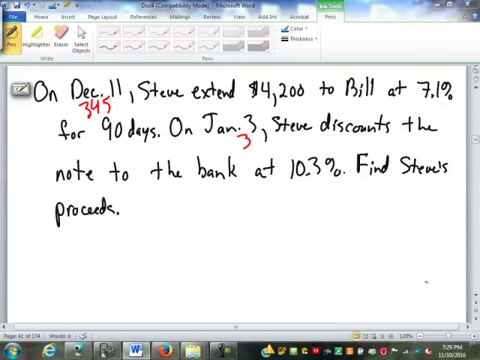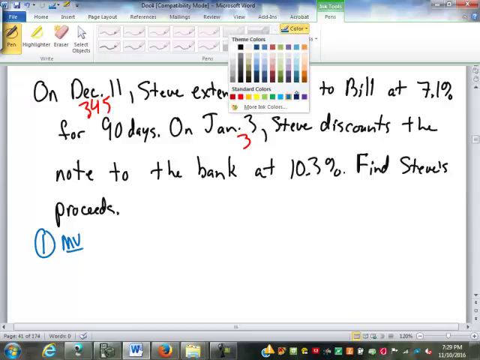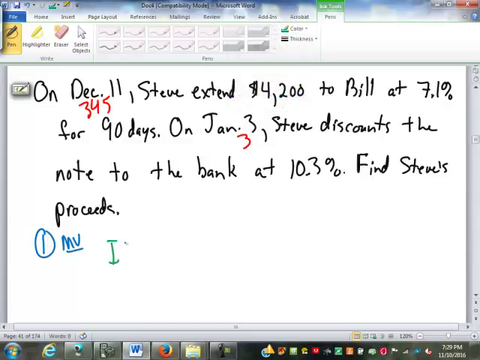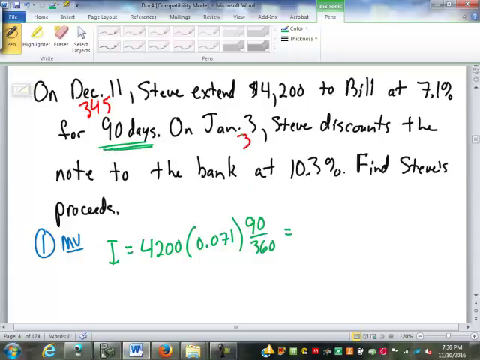Do we have to adjust anything before we start the process? No, we're ready to jump right in. Step one is find maturity value. How do we find it? 4,200 times 0.071 times, careful, the full term of the original note. It's the maturity value of the original note. There were no partial payments here.